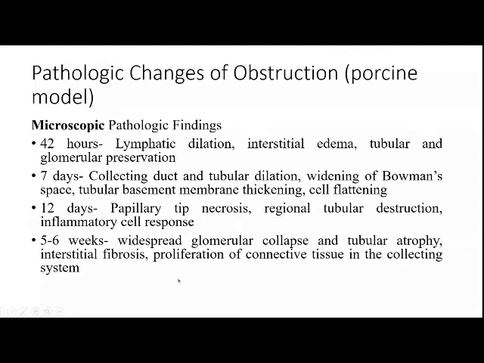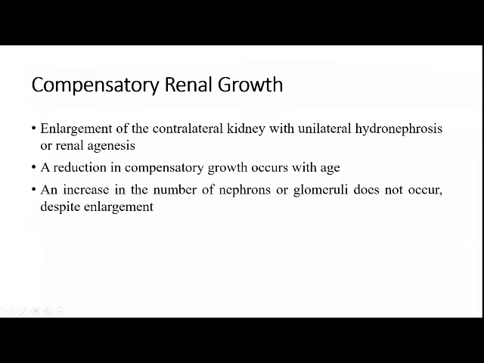After this, chronic obstruction is present at 5 to 6 weeks. In histopathology, it shows widespread glomerular collapse with tubular atrophy, leading to interstitial fibrosis and proliferation of connective tissue in the collecting system, leading to renal failure. After the renal failure occurs, there will be compensatory renal growth, leading to enlargement of the contralateral kidney with unilateral hydronephrosis or renal agenesis.